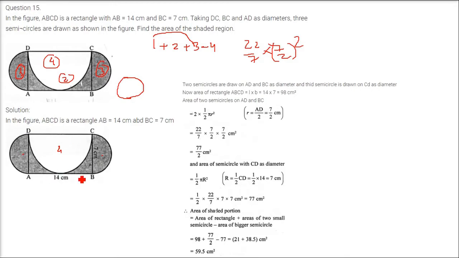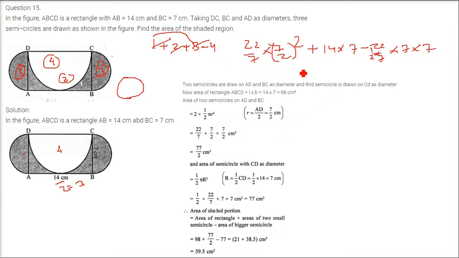The rectangle sides are 14 and 7, so just multiply 14 into 7 for the area of this rectangle. This is also done. Now subtracting the area of this semicircle, which is the white one. The base is DC, 14, so the radius is 7. So we have to subtract half of pi r square, half into 22 by 7 into 7 into 7.